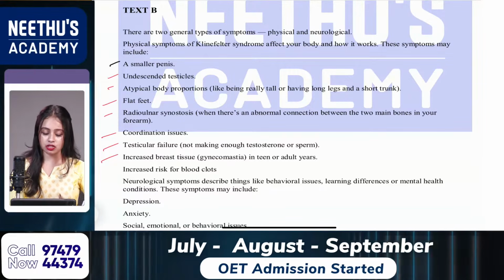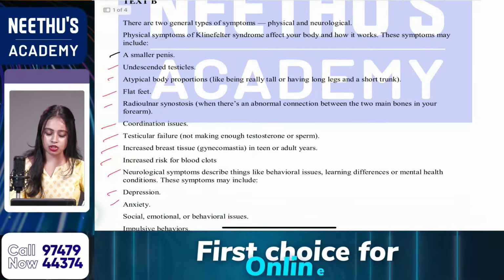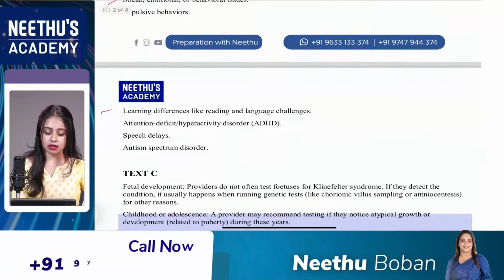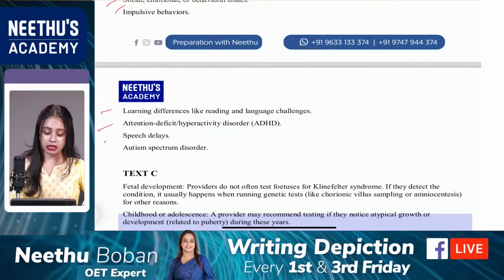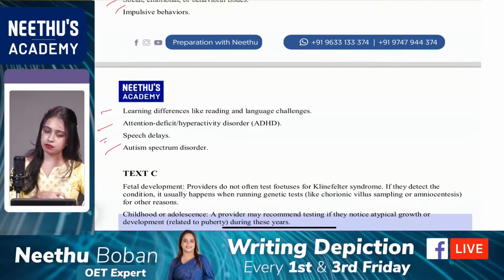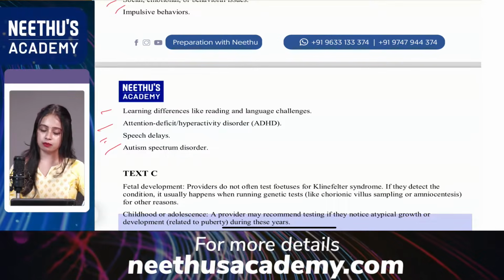Okay, increased breast tissue, then increased risk of blood clots, neurological symptoms, then depression, anxiety, social, emotional, behavioral issues, impulsive behaviors, learning differences, attention, then ADHD, speech delays, autism spectrum disorder. So these are the problems, whether they are physical problems as well as psychological or neurological problems.